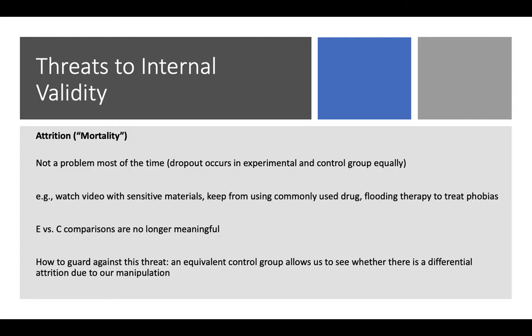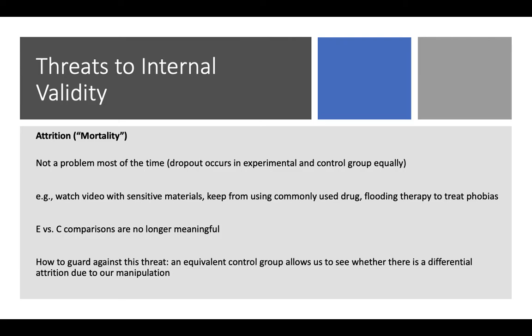In extreme cases, you may see where flooding therapy is being used on phobias, and people drop out of this pretty rapidly because they can't handle the flooding of their phobia in the experimental group. So if only our experimental groups are getting things like the flooding or the true manipulation, they might drop out at a faster rate than the control group, and this makes the two groups unequal.